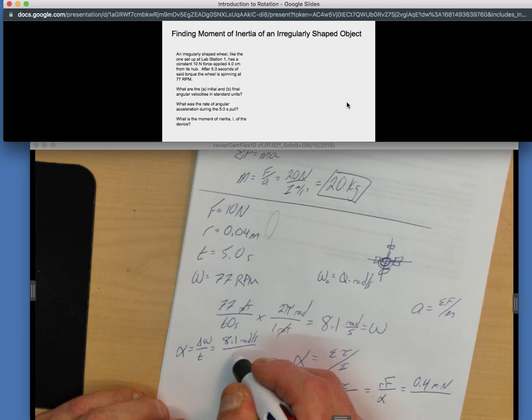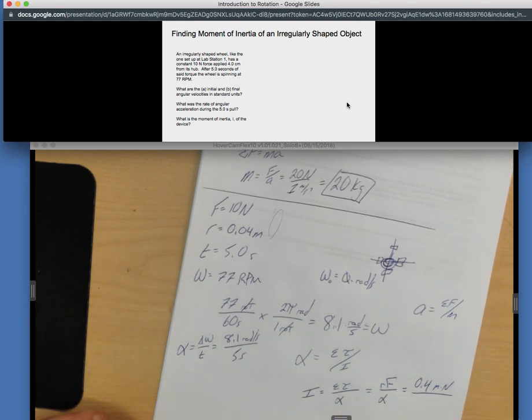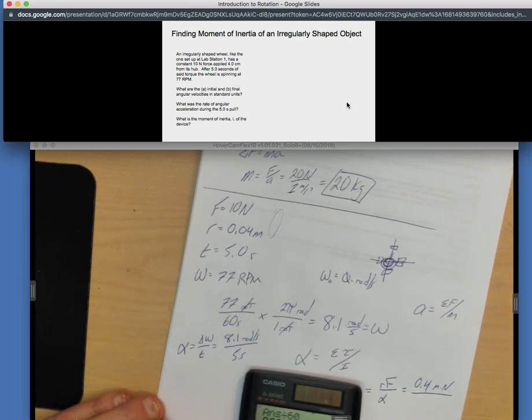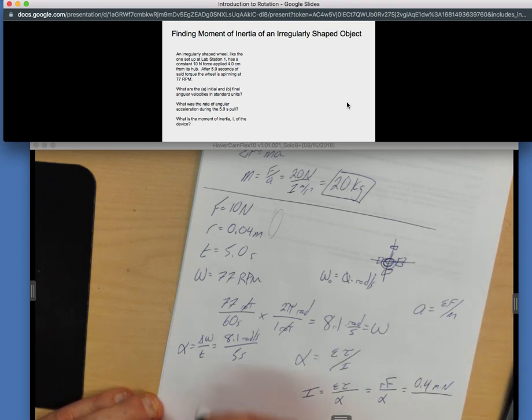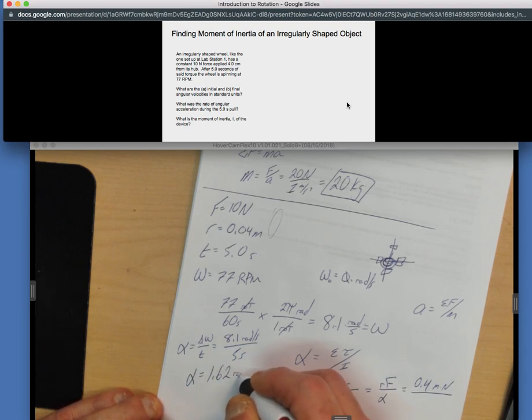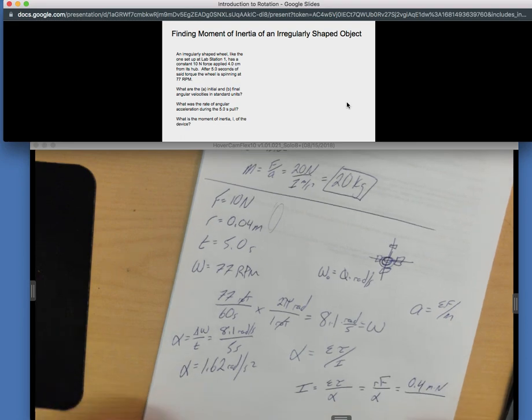And 8.1 over 5 seconds. It took 5 seconds to do this. And 8/5 is what? Almost 1.8. 8.1 over 5 is 1.62. So we've got an alpha of 1.62 radians per second faster every second.